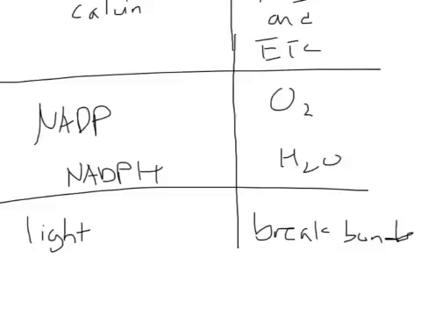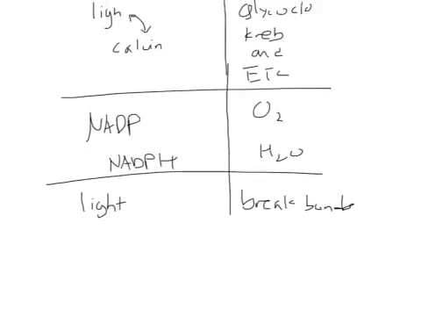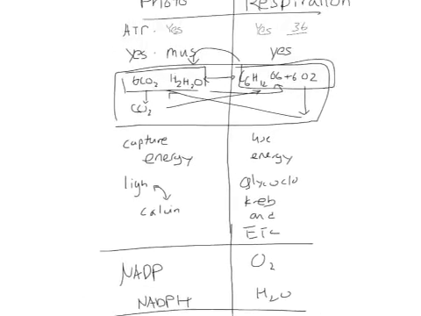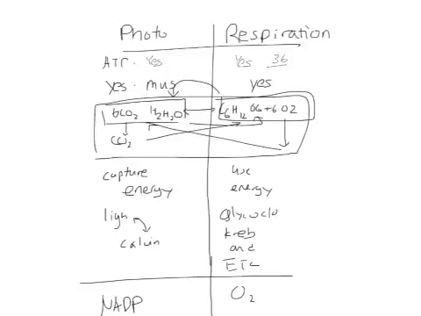The final electron acceptors are the NADP to create NADPH in photosynthesis, and O2 to H2O through the addition of hydrogen and electrons for cellular respiration. And finally, the ultimate way they both get energy is light for photosynthesis and the breaking of bonds in cellular respiration. So we can conclude that because these are all opposites, photosynthesis and respiration are simply reverse reactions of each other, with reverse products and reverse reactants.